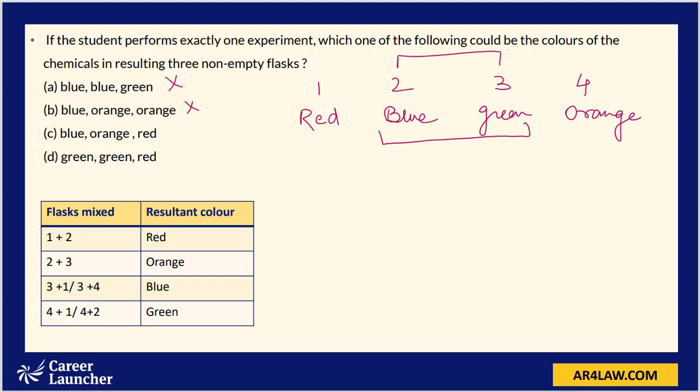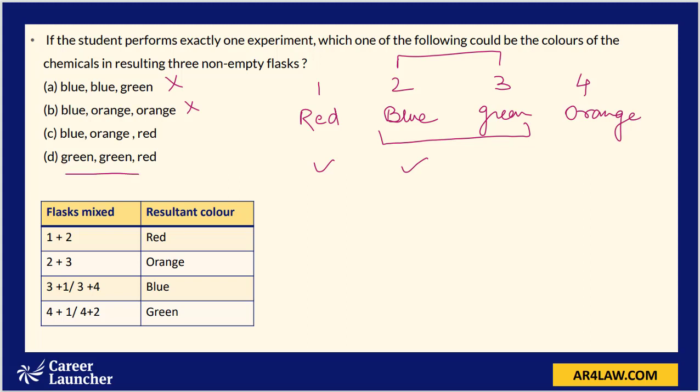Blue, orange, red. If we evaluate option C to find out whether blue, orange and red can be created, let's say I retain my red and blue as they are, and I mix 3 and 4. When I mix 3 and 4, I get a blue. So 2 blues, 1 red is possible, but red, blue, orange is not possible.